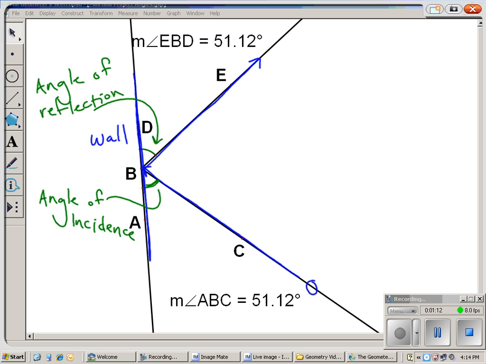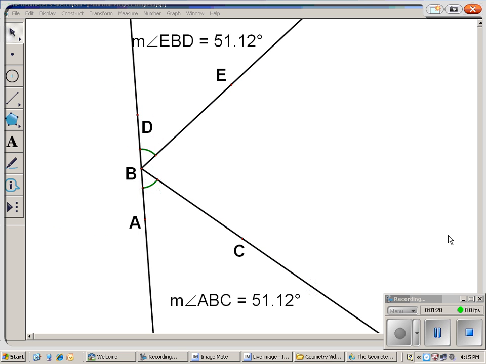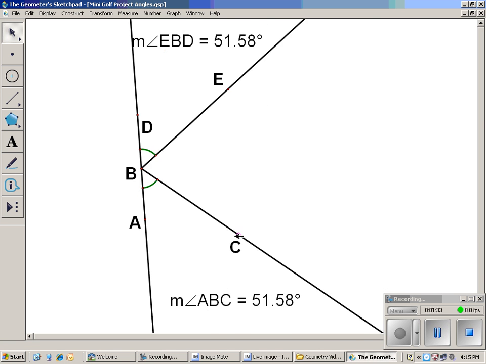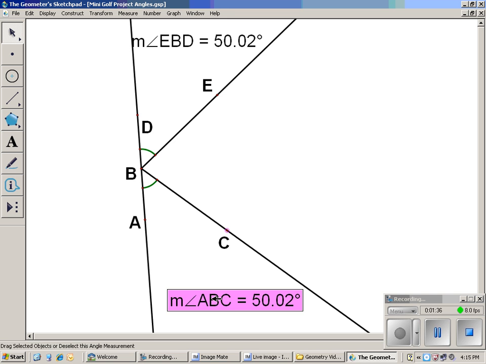The thing you need to know about the angle of incidence and the angle of reflection is that they're congruent. They're equal. So however the ball hits the wall, it'll bounce off so that the angle of incidence is equal to the angle of reflection. If I move this, however the ball hits the wall, the angle of incidence will be the same as the angle of reflection. That's important to us because in our miniature golf project, we'll be hitting a golf ball so it bounces off of some walls, and you'd be aware that the angle of incidence is congruent to the angle of reflection.